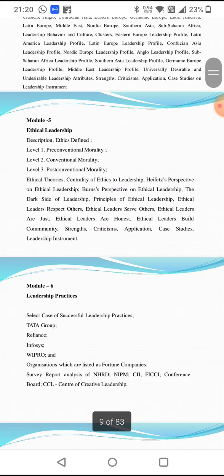And in the fifth module, you will be learning about ethical leadership, that is, what exactly is required for a leadership to be ethical in its work. Pre-conventional morality, conventional morality, post-conventional morality, and ethical theories given by different individuals, and the strength and criticism of these kinds of leadership practices.